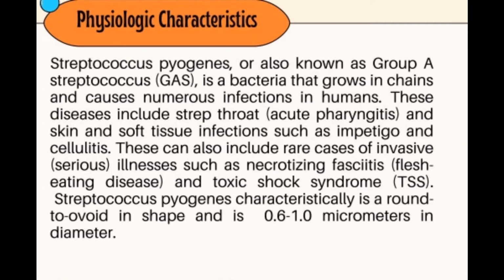Physiological characteristics. Streptococcus pyogenes, also known as Group A Streptococcus, is a bacteria that grows in chains and causes numerous infections in humans. These diseases include strep throat or acute pharyngitis, and skin and soft tissue infections such as necrotizing fasciitis or flesh-eating disease, and toxic shock syndrome. Streptococcus pyogenes is characteristically round to ovoid in shape and is 0.6 to 1 micrometers in diameter.